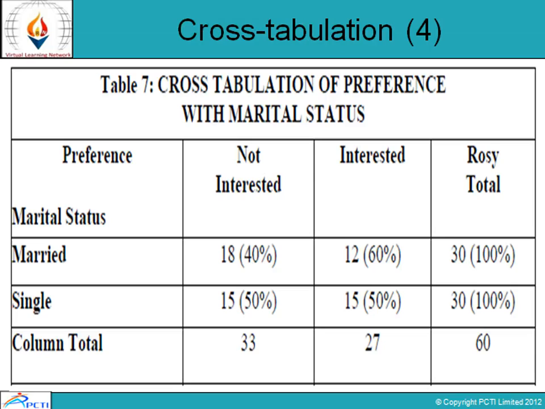Now, for single, those who are not interested accounted for 50%, that is 15 in number, and those interested were 15 in number, which also accounted for 50%. So this is 30 in total and accounted for 100%. Now the sample comprises an equal number of married and single respondents. So there are 40% of the married people and 50% of the single respondents who were showing their interest in favor of the new design.